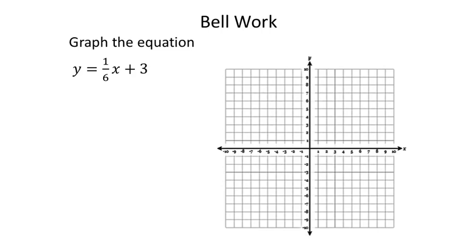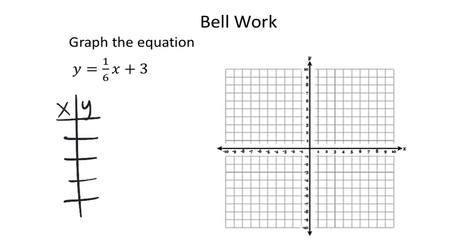Okay, let's go and graph this equation. Y equals 1/6 x plus 3. And to graph this, I'm going to use a table. So we got our x's and y's. This is going to give us a set of ordered pairs. In fact, many sets of ordered pairs.